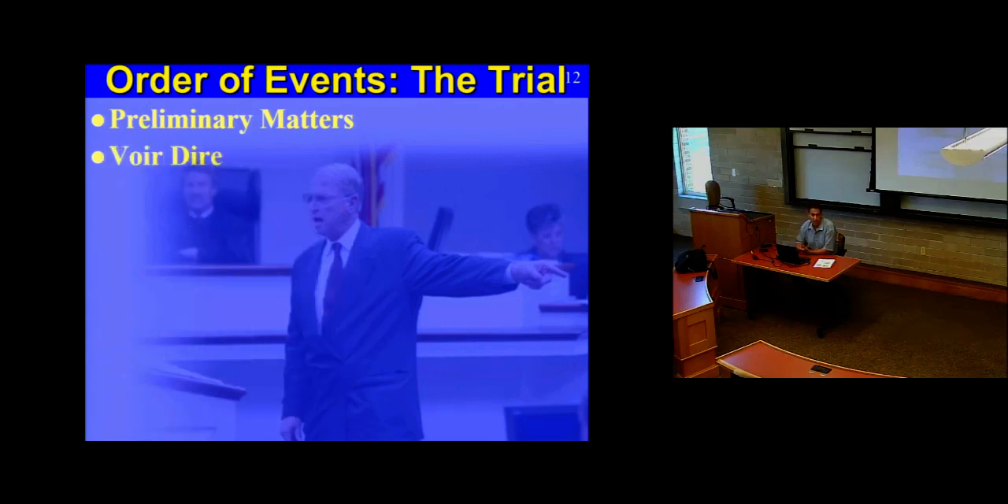Then the voir dire, that's when the witnesses are called, the jury is impaneled, questions are asked. They're either removed for cause or they're removed pursuant to a peremptory challenge. Then after we impanel our jury, we're ready to start. And the plaintiff would make the opening statement. In a criminal case, it would be the prosecution who is making the opening statement.